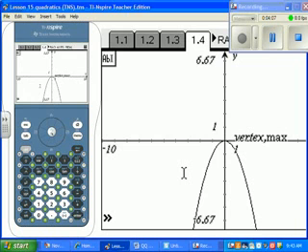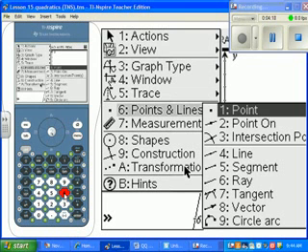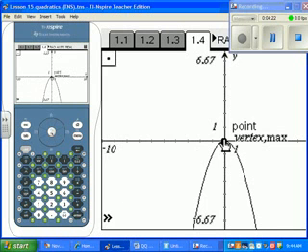Now I want you to put a point on that vertex. So how am I going to find my point tool? Points and lines, and then number 1, which is point. You just go ahead and put a point on that vertex. Okay, so we know what that vertex is.